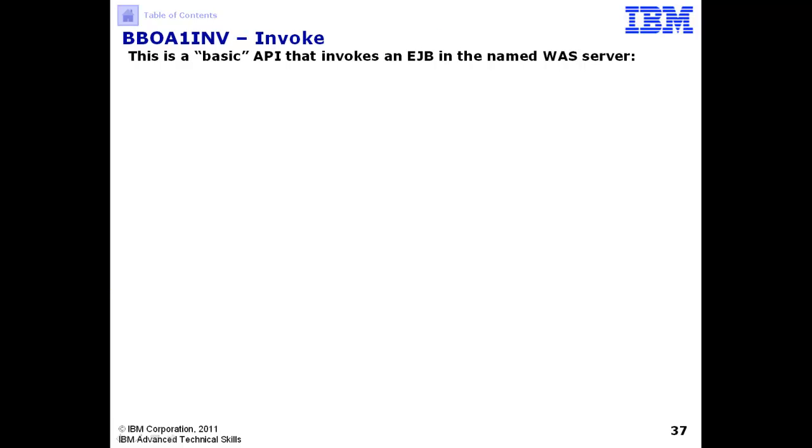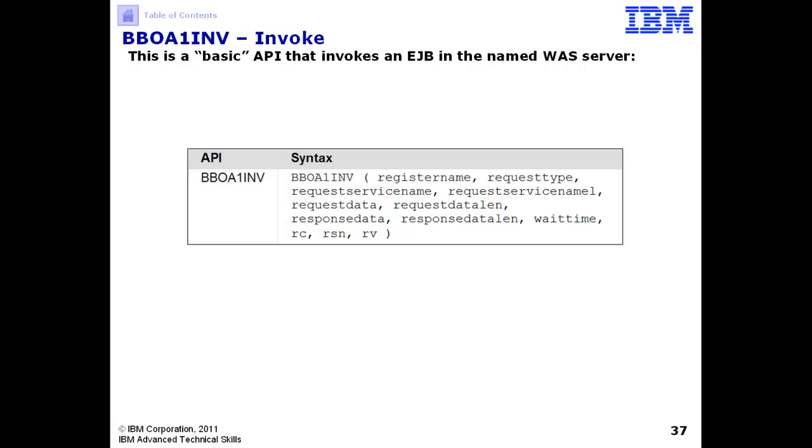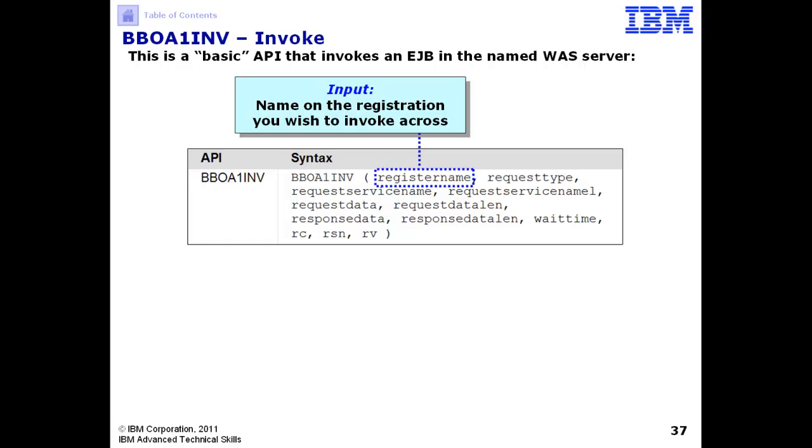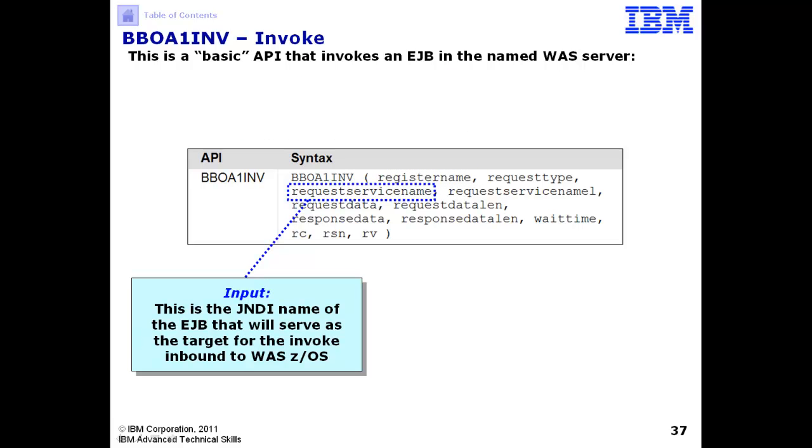This API is used to drive the target EJB in the WAS server. Again, a bitmap from the InfoCenter API reference page, this time showing the BBO-A1 Invoke API. The first parameter we'll look at is an input parameter called register name. You provide to this the registration handle name we mentioned when discussing the BBO-A1 Reg API. Next, we'll focus on request service name, another input parameter. This names the EJB you wish to invoke. The value you provide here is the JNDI name of the deployed EJB.